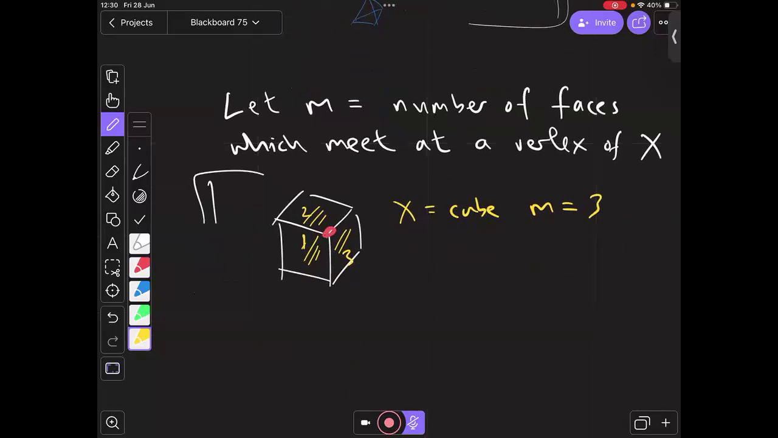What if we had, let's say, let's try an octahedron. So an octahedron, sorry.